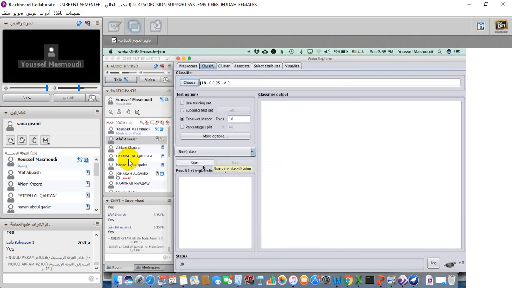And we chose the 10-fold cross validation. Then I will click on start. Okay, I will click on start.